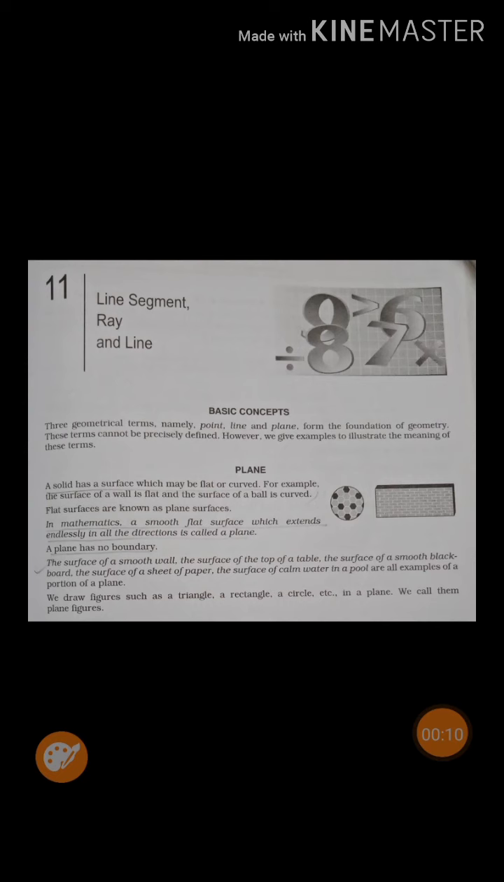So basically there are three geometrical terms, point, line and plane, which form the foundation of geometry. Today we shall understand these terms with the help of some examples. The first is plane. Every solid has a surface. Two examples are given. The first one is a ball and the second one is a wall. The surface of the ball is curved and the surface of the wall is flat. Flat surfaces are known as plane surfaces.